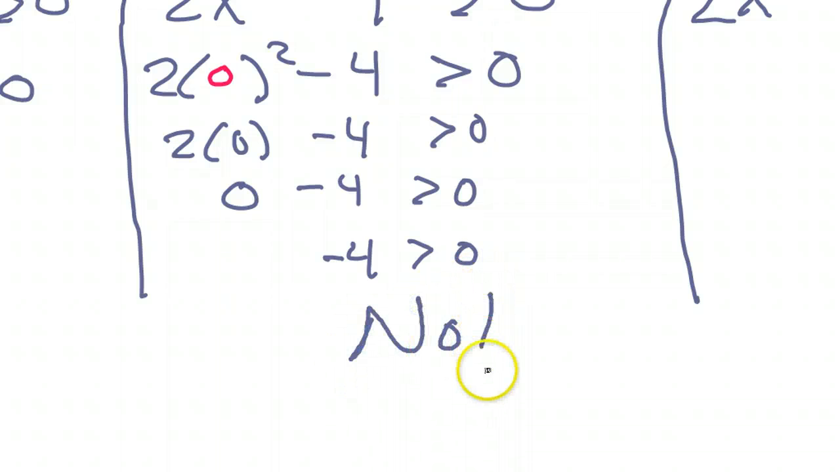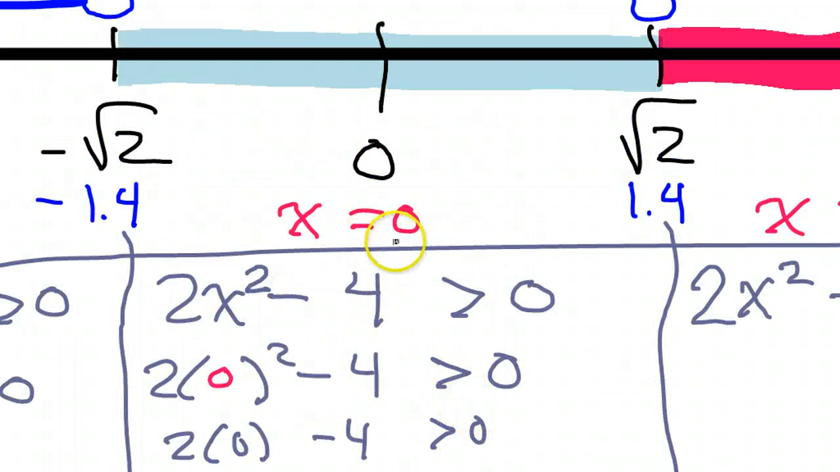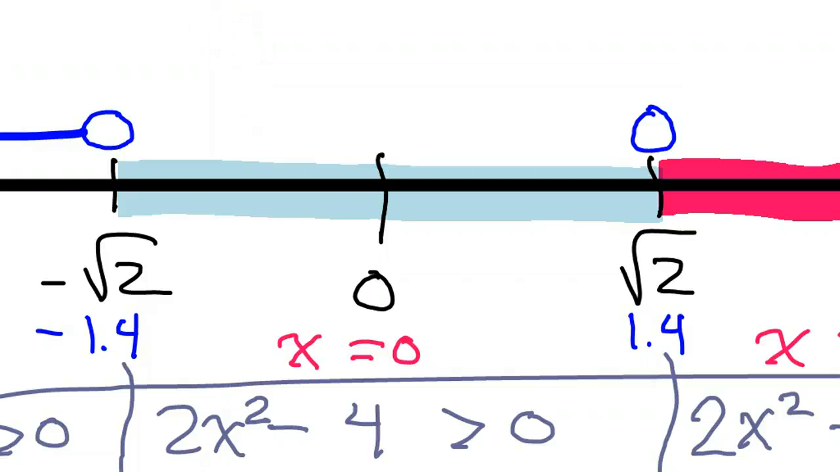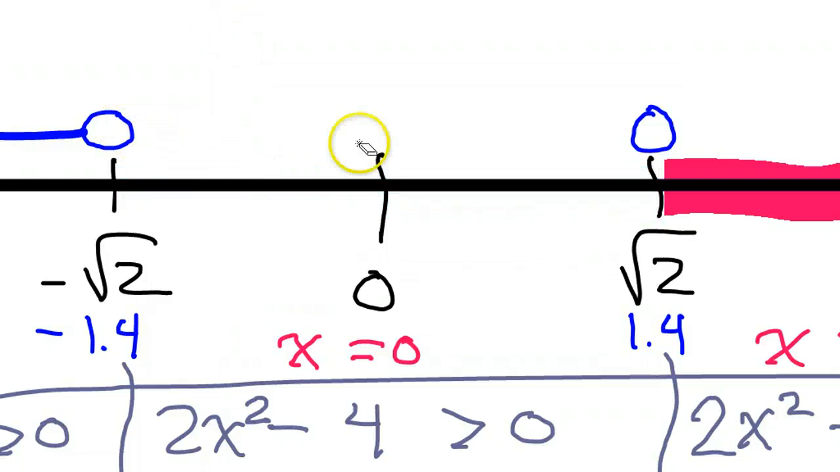No, no sir, I don't think so. Negative 4 is not greater than 0. All negative numbers are less than 0. That means 0 is not a solution. That means that none of the values in the blue zone are solutions. So I will show that by leaving this area blank.